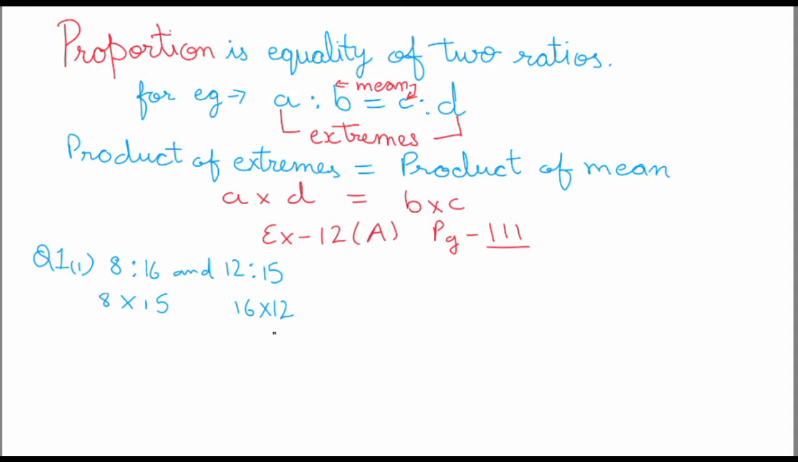But 8 times 15 is 120 and 16 times 12 is 192. These are not equal. When these are not equal, they are not in the proportion. So we will write the answer as no.